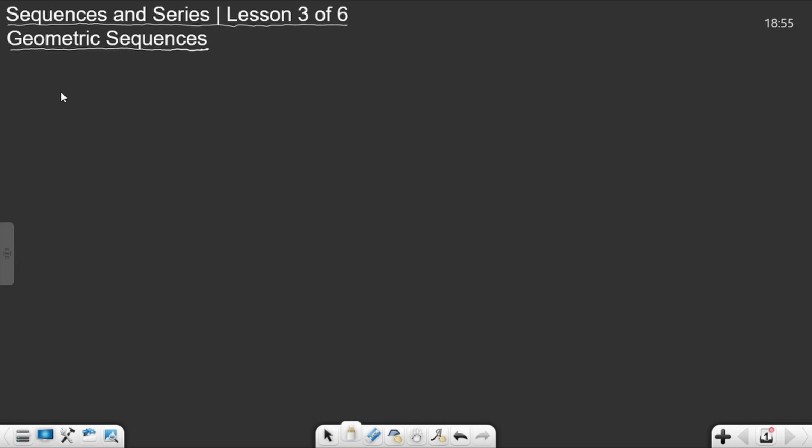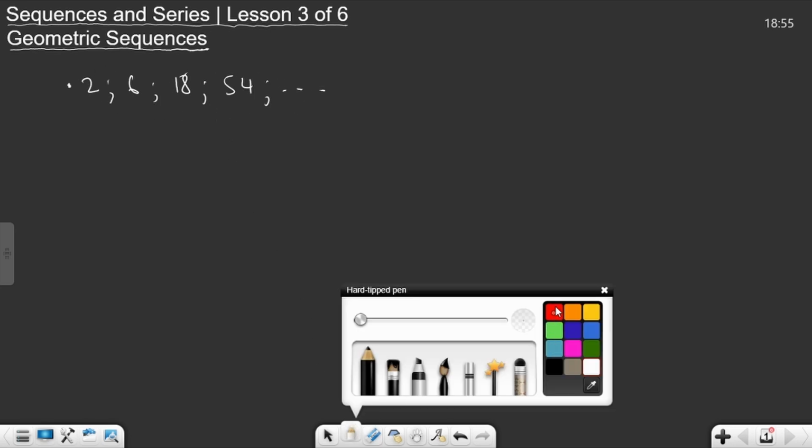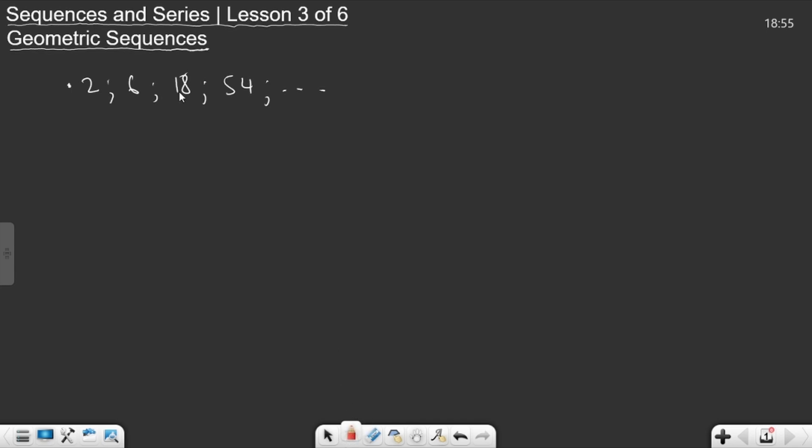Okay, let's start with our lesson. Let's say you have this sequence 2, 6, 18, 54, and so on. Let's say we want to check if this sequence is an arithmetic sequence. What we normally do, if you remember from the previous lesson, is to check if there is a common difference between consecutive terms. Okay, let's see.